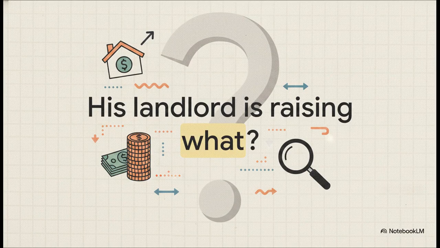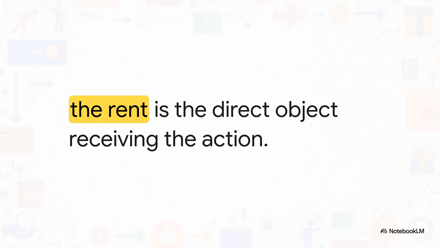Take a look at this sentence. His landlord is raising the rent. If we apply our little technique here, we first track down our action verb, which is raising. Then we interrogate it. We ask, his landlord is raising what? And the answer is clearly the rent, making it our direct object. It's the literal thing directly receiving the action of being raised.